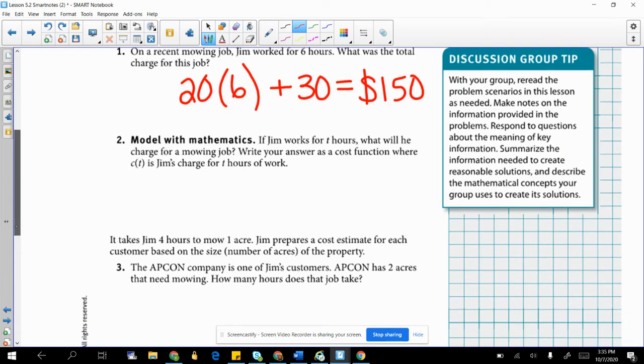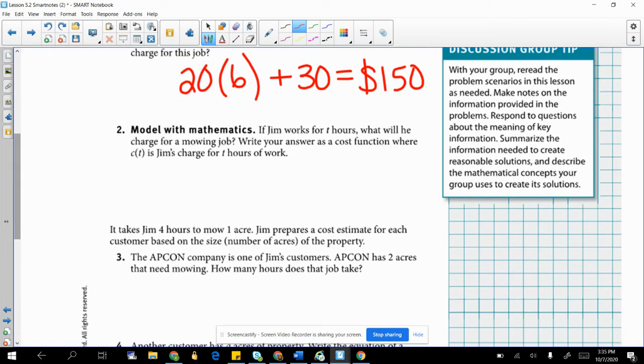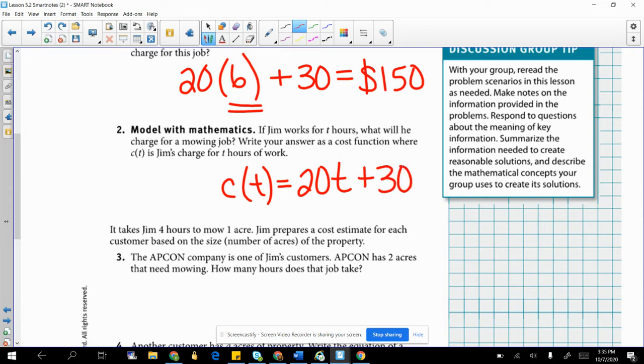Awesome. Then number 2 says, if Jim works for T hours, what will he charge? Write your answer as a cost function where C of T is Jim's charge for T hours. So now let's write it as C of T. And really all we're going to change is this 6, and we're going to say that it's T now, and that could be used for any amount of hours. So 20T plus 30 is your C of T function.